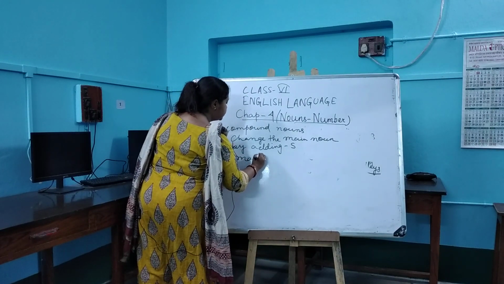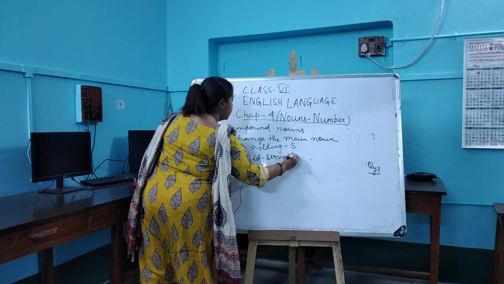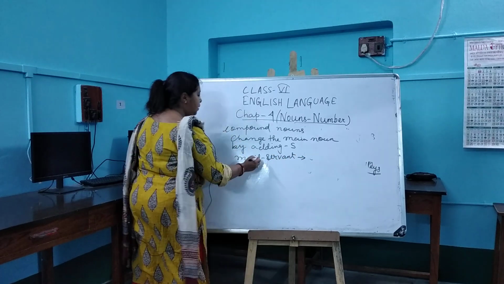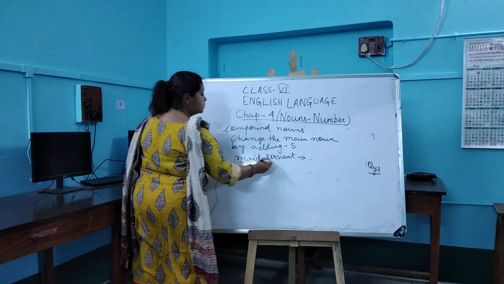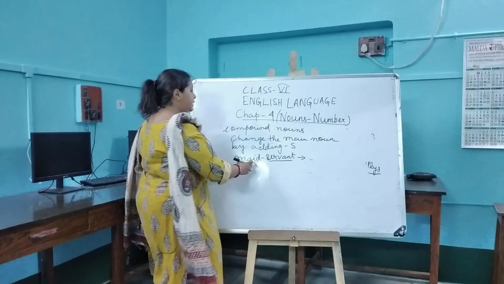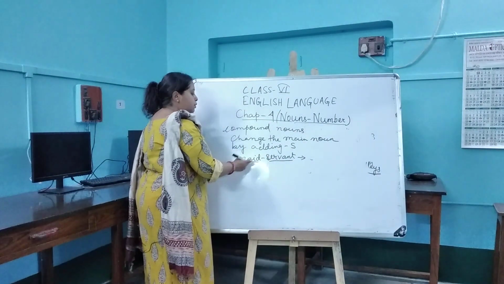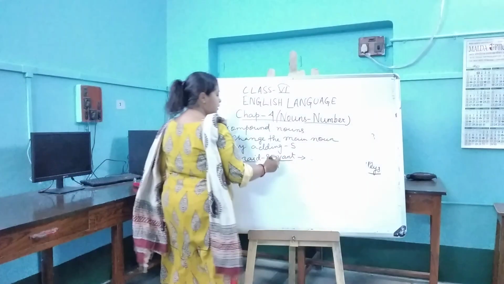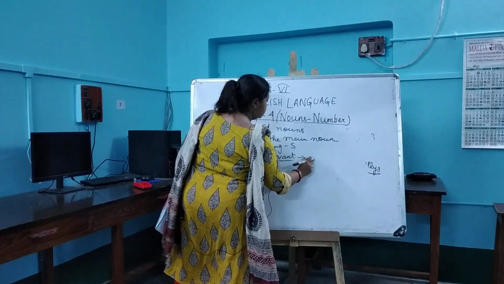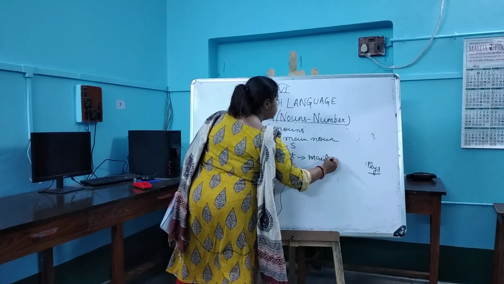Like maid servant. Acha, this is a compound noun because it is made of two nouns, maid and servant. In that case, which one is the main noun? Servant is the main noun, so we will add s to this main noun. Maid servants.